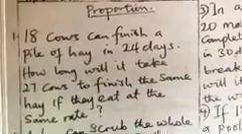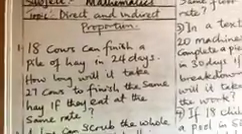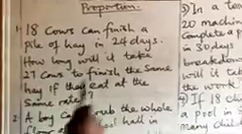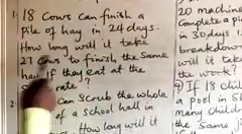So let's look at some exercises now. These are the exercises you're going to do now. Number 1, 18 cows can finish a pile of hay in 24 days. How long will it take 27 cows to finish the same hay if they eat at the same rate?